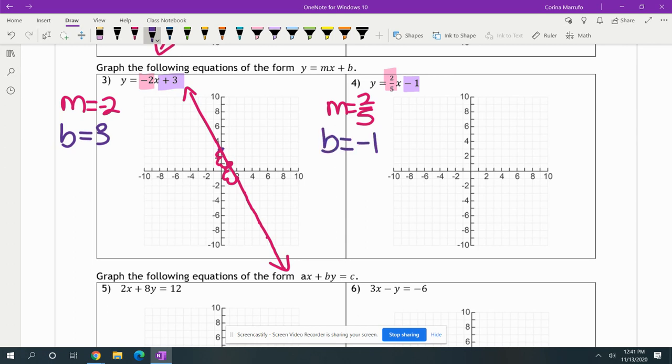Okay, so that's where we begin. We begin on our y-axis at -1. And then from there, our rise is 2, so 1, 2, and our run is 1, 2, 3, 4, and 5. We go again. 1, 2 is our rise. Our run is 1, 2, 3, 4, and 5. And there you go. We connect our dots.